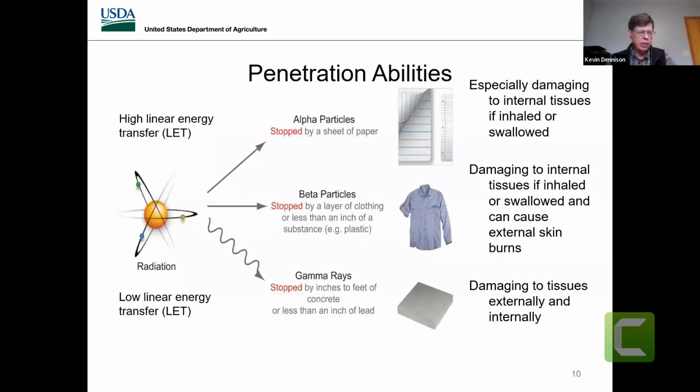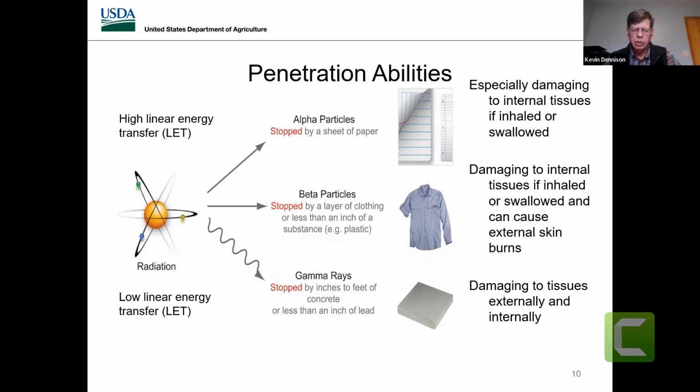When we look at the penetration abilities of radiation, if we look at alpha particles, they're a large particle. They are stopped by a sheet of paper. They usually only travel a few inches at the most in air. And so they're pretty easy to shield against. But the big problem with alpha particles is if you inhale them or ingest them, then 100% of that energy that they carry with them during that decay is imparted to the body.